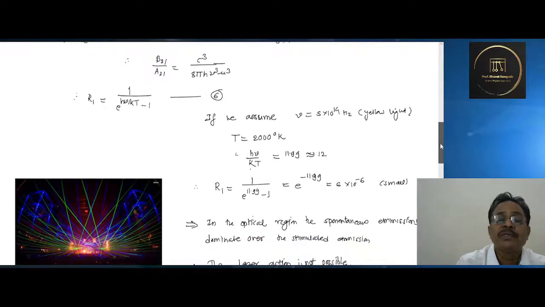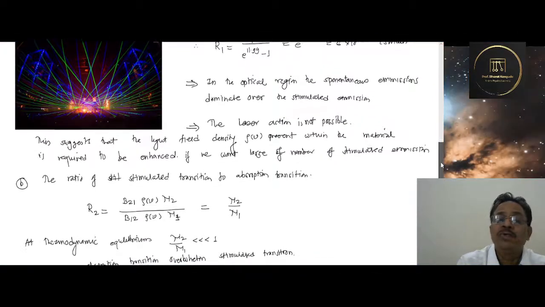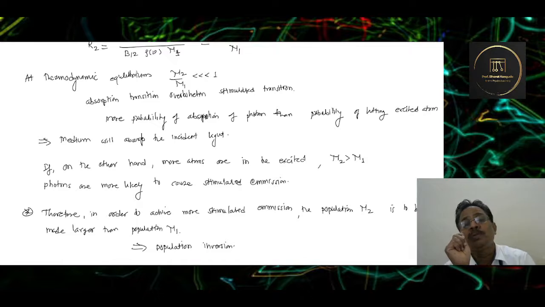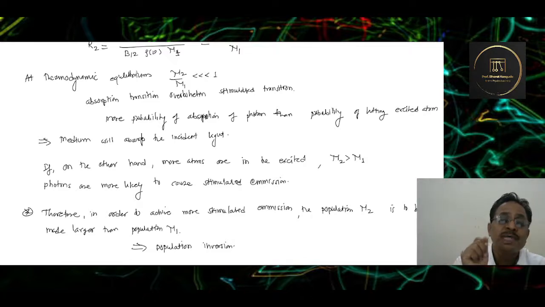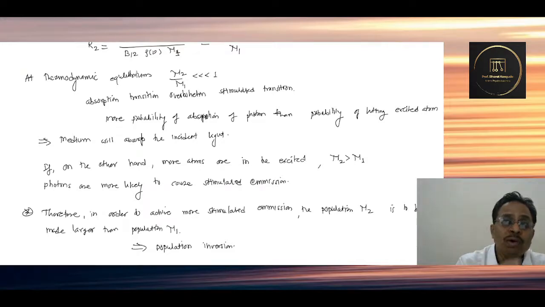Then the second coefficient we have also calculated, that is the ratio of the stimulated transition to the absorption transition. In this case also we got this ratio is directly equal to N2 upon N1, and as we already know, at room temperature or at normal conditions at thermodynamic equilibrium, this N2 is much smaller than N1. So R2 is also very small. That is again not a required condition. We have to make N2 much larger as compared to N1. That is, we have to invert the population, which is what is called population inversion.